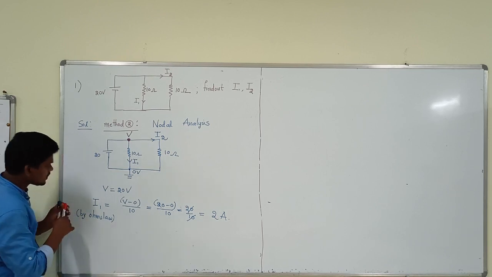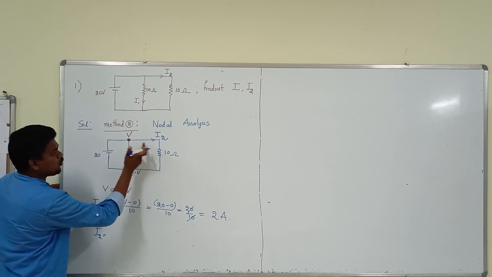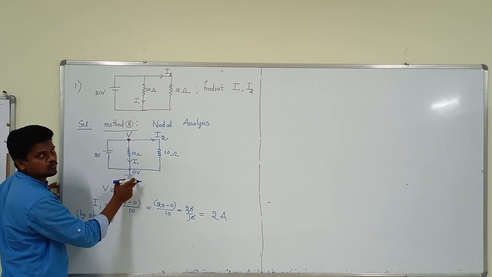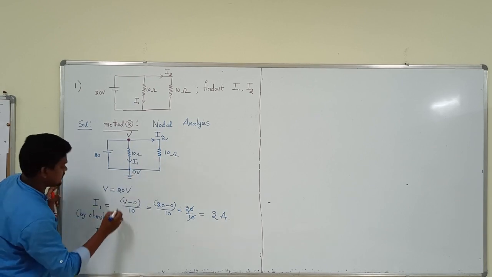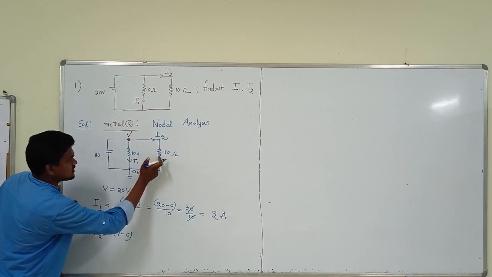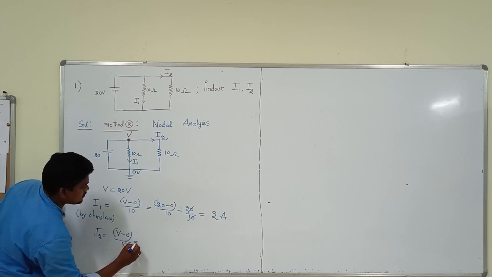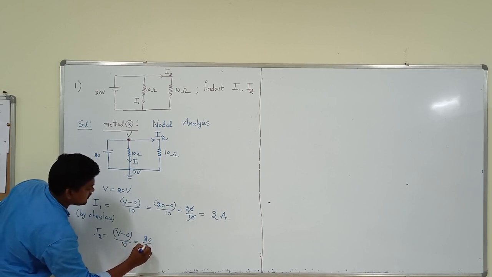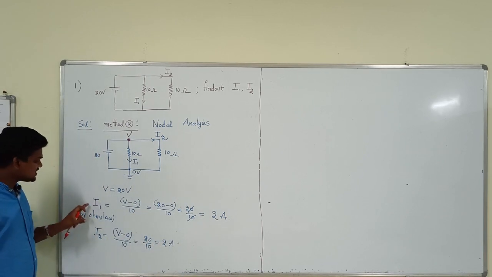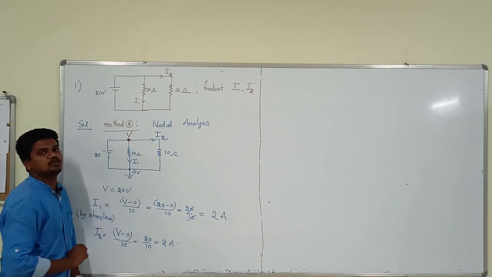Next, for I2 also, one point's potential is V and another point's potential is 0. Potential is nothing but voltage, simply. So I can write V, one point voltage is V, another point voltage is 0, divided by that resistance. The resistance is 10. Same procedure: 20 by 10, we will get 2 amps. So in 3 steps you solved the problem.